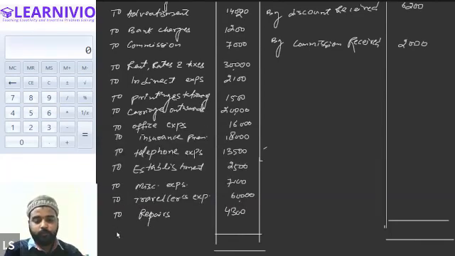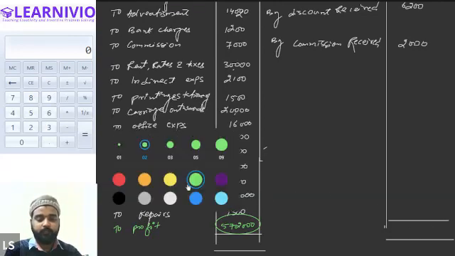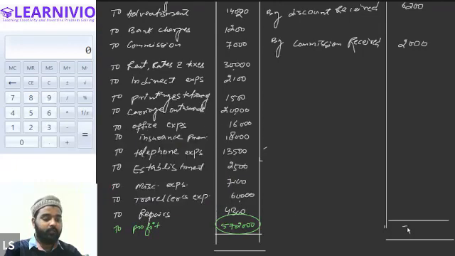sorry, to net profit 5 lakh and 72,000. So this is your final answer. And the total of both the sides is 7,95,200. So we will write down 7,95,200 and 7,95,200.